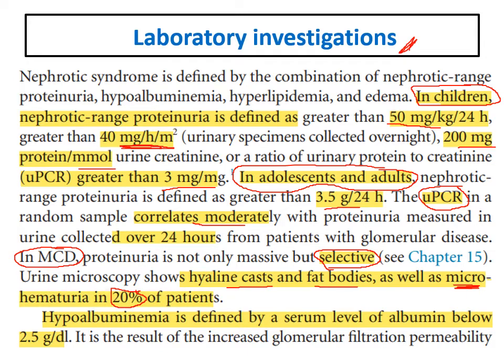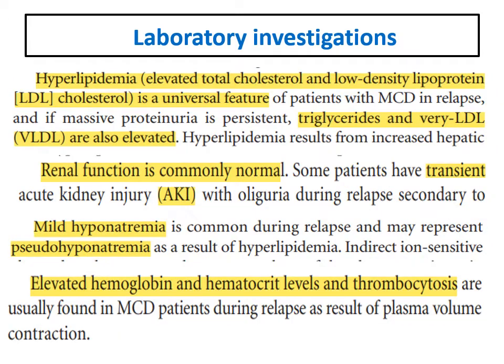Hypoalbuminemia, and usually albumin is less than 2.5 gram per deciliter. There is also hyperlipidemia, as we described in the introduction in detail, including the causes and the management. It is usually composed of elevated total cholesterol and LDL cholesterol. This is a universal feature in nephrotic syndrome. If there is massive proteinuria, it can also be accompanied by elevated triglyceride and VLDL.